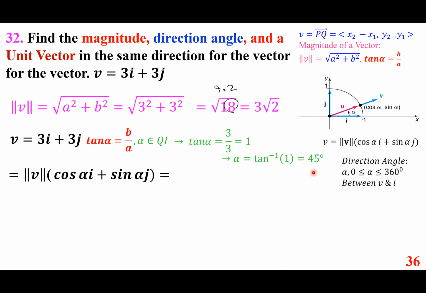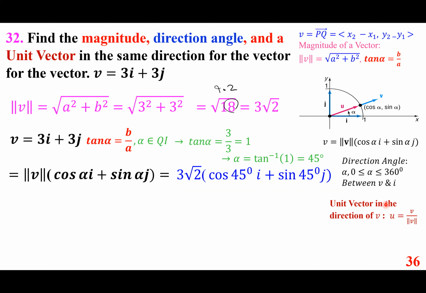And we write it in this fashion. The magnitude, 3 square root of 2, times cosine of 45 degrees i plus sine 45 degrees j. And we want to add the unit vector. What is a unit vector? Unit vector in the direction of v is v divided by the magnitude of v.